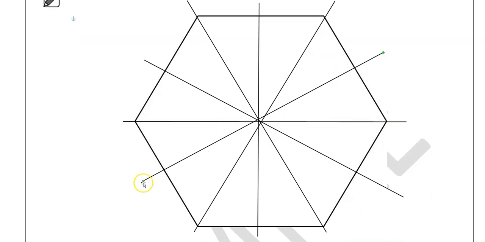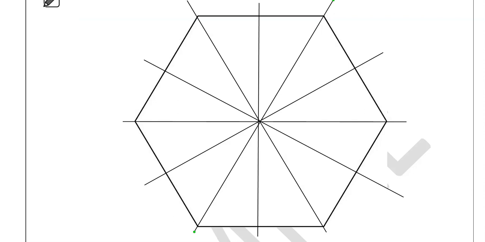Obviously, it's not perfect, because otherwise they would all go through the center. But you get the idea. So how many of these? Well, there we go. 1, 2, 3, 4, 5, 6 of them.